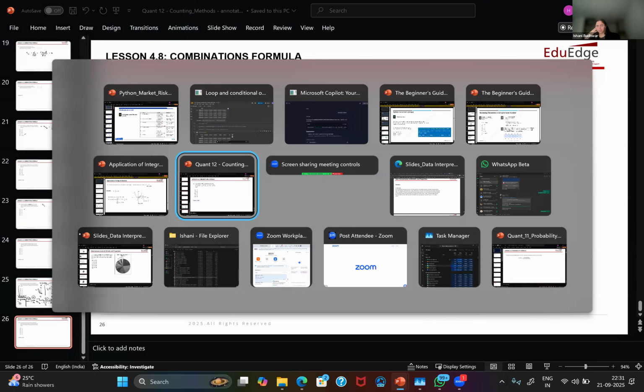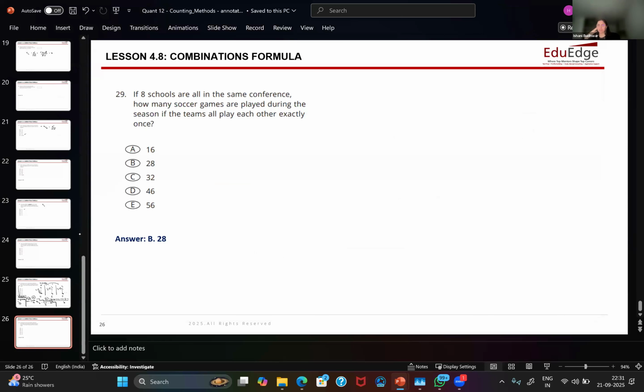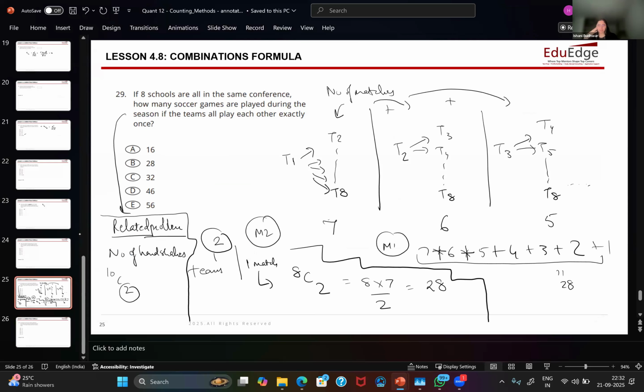Question. For the previous question, would you say the first method or the second method is faster? Second method. But if you were not to understand that it's 8C2, then the first method is basic counting method. Always, if you're not able to understand what to do, go back to basic counting, first principles. The first method is basic counting.